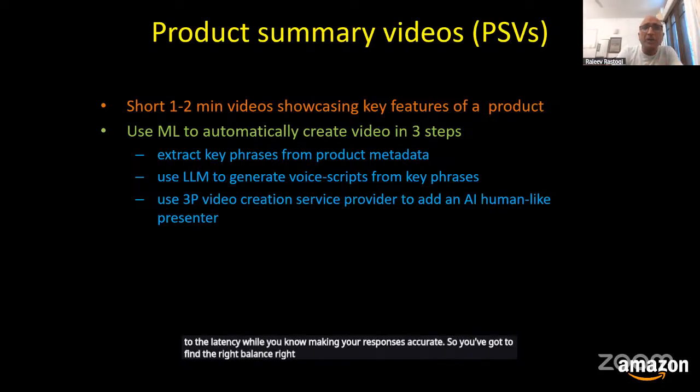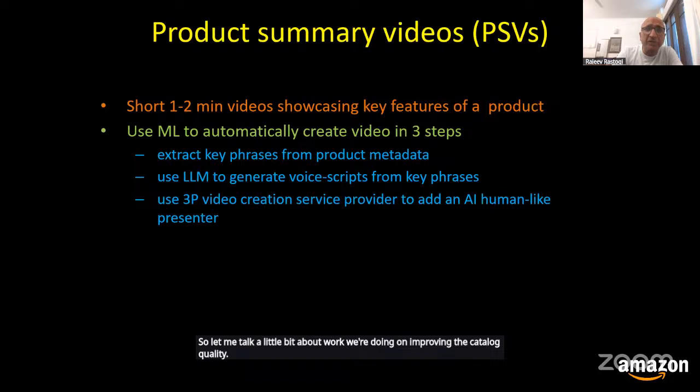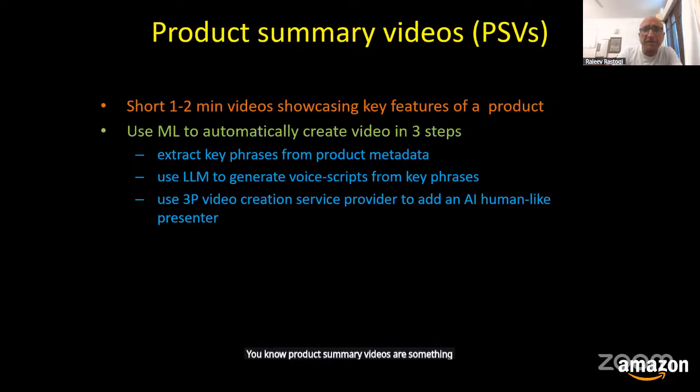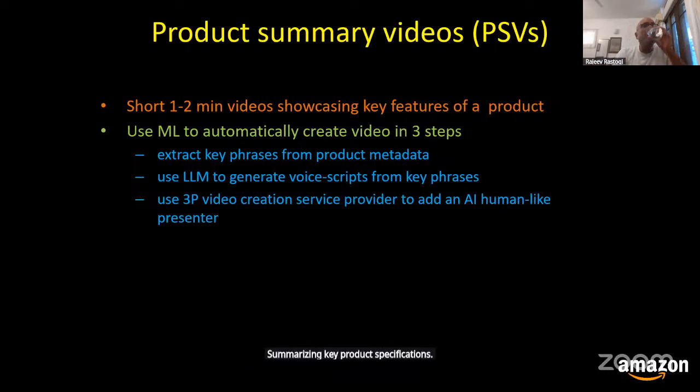Let me talk a little bit about work we're doing on improving the catalog quality. Product summary videos are something that we launched in India in 2020, and they were manually done. They're short 1 to 2 minute videos showcasing key features of a product. These videos aid customers in making purchase decisions by summarizing key product specifications and their benefits in a video format, right?